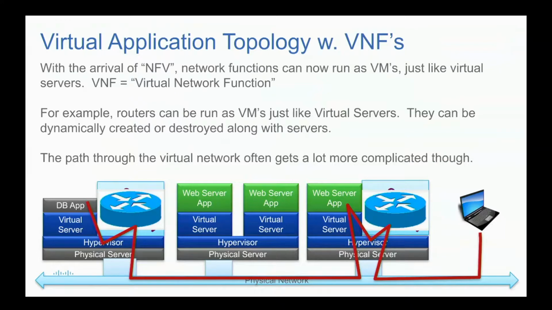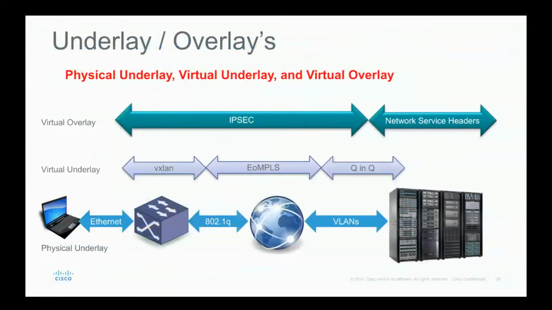Okay. Underlays and overlays. Here's another term that's starting to pop up more and more. We have the physical underlay, things we've all grown up with. We've got physical switches, routers. We've got the virtual underlay. Could be an Ethernet over MPLS, could be MPLS, could be Q&Q. And now we've got the virtual overlay, which could be an IPsec, could be something along those lines. Maybe NSH, network service headers will take off. But we've got physical underlay, virtual overlay, 3 different types of solutions. And these become very important when we look at things like software-defined WAN. Cool.